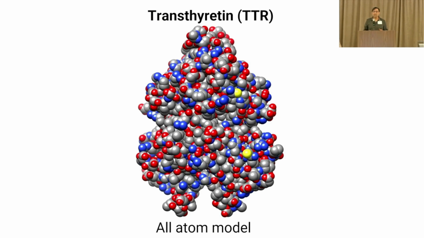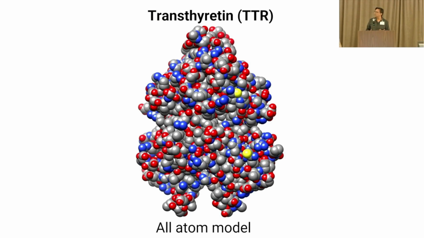Before I talk about the disease mechanism and treatments, I'm going to have to give you a little protein structure tutorial. So let's start that now. This is what we call an all-atom representation of TTR. Here, every atom is represented by a sphere. Carbons are gray spheres, oxygen's red, nitrogen's blue, and you can see 2 yellow sulfur atoms in there as well.